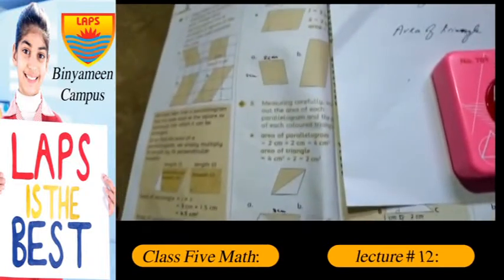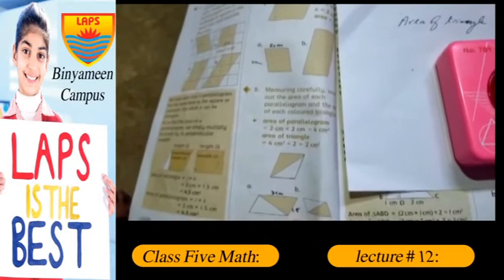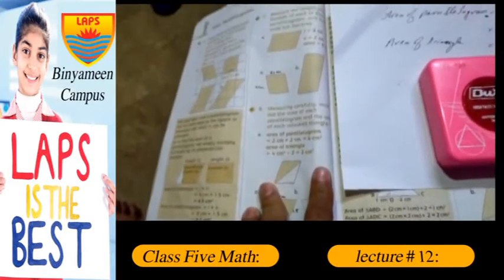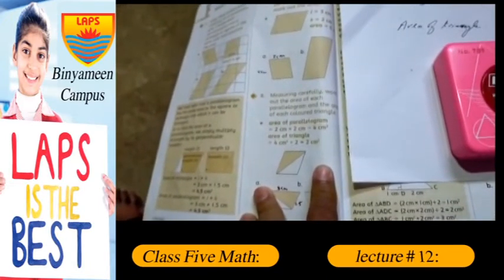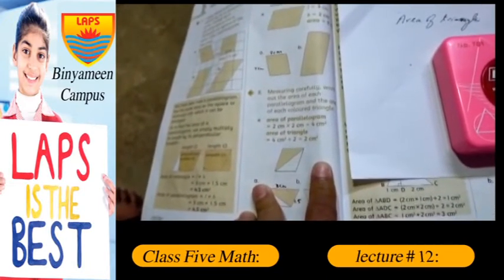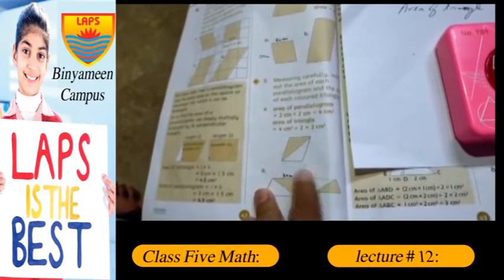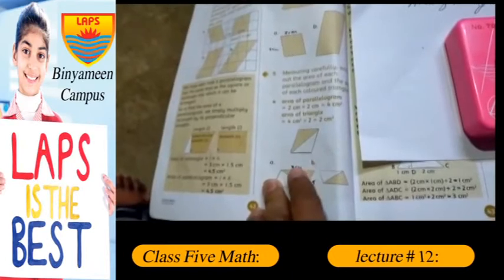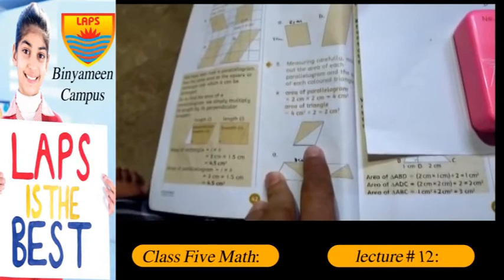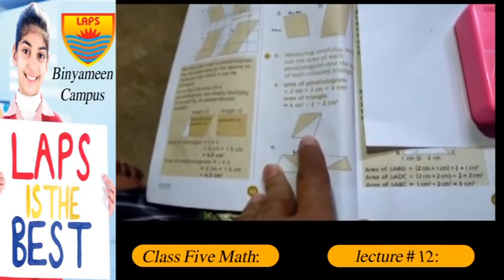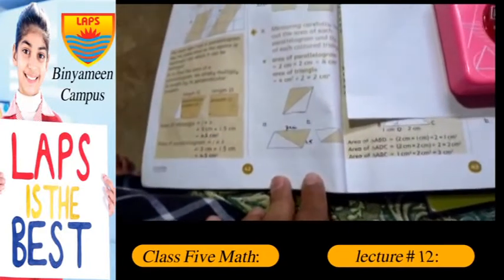Question number 8. Measuring carefully, work out the area of each parallelogram and the area of each colored triangle. Area of parallelogram is 2 multiplied by 2, we get the answer 4 centimeters. Area of triangle is 4 divided by 2, we get the answer 2 centimeter. First example done for you. First we find out the area of parallelogram and after that we find out the area of triangle. Okay. Part A done for you.